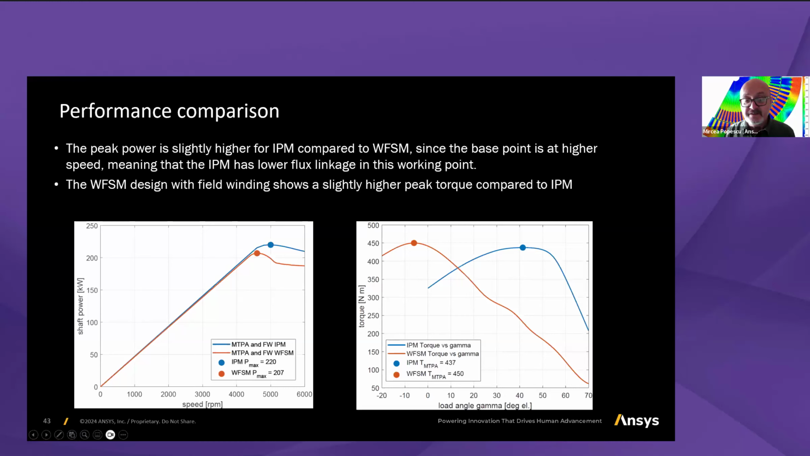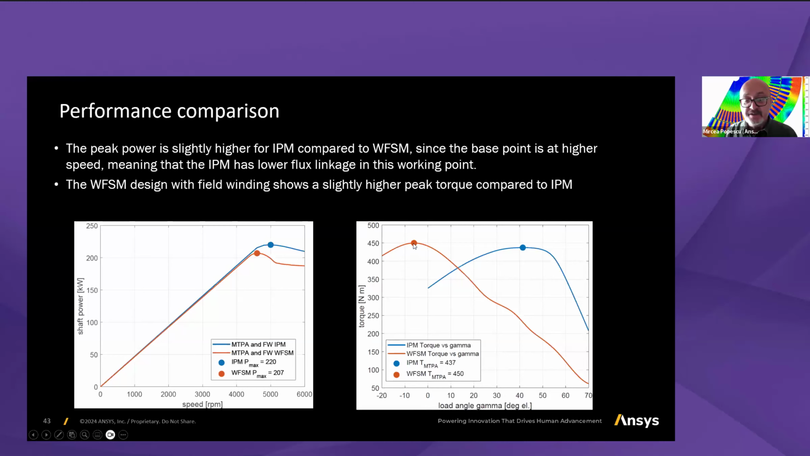Very important here, you notice on the x-axis you have the load angle, or the torque angle, or the phase advance. There are different definitions, which is the angle measured from the q-axis. If it's zero, it means the current is aligned with the q-axis, with the back EMF axis. If it's plus, it's advanced, and if it's a minus angle, a negative angle, this means that it's retarded.